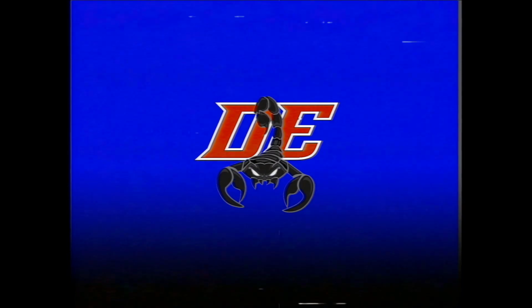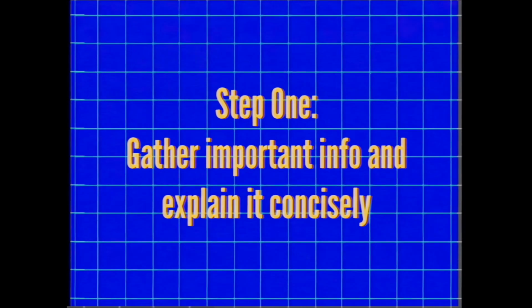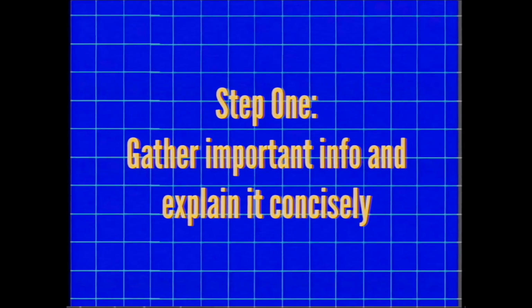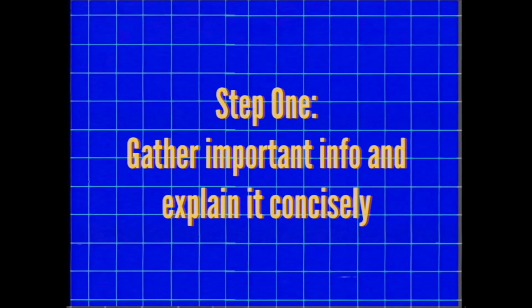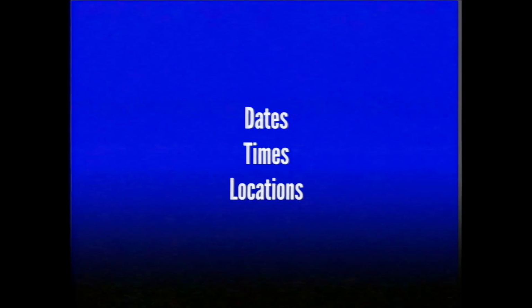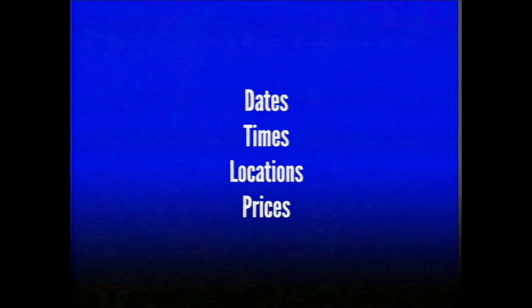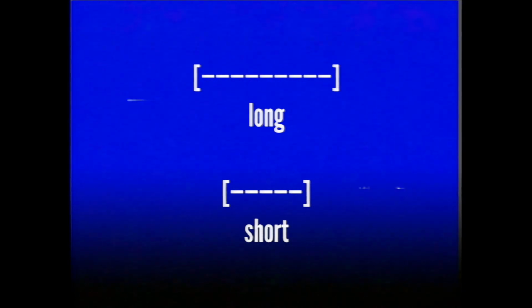This tape will explain how to make an effective commercial in a few easy steps. Step 1. Gather important information and explain it concisely. Information includes dates, times, locations, and prices. Make sure not to spend too much time on each piece. Be quick with it, but not too quick with it.